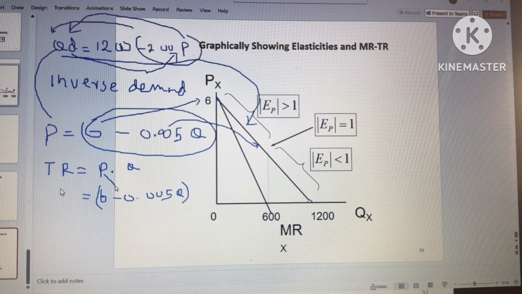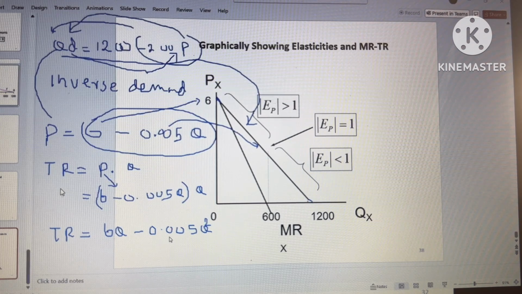Okay, this is the P. And to get the TR, you need to multiply this P by Q again. Okay, this is TR. What is the TR equation now? If you multiply everything by Q, 6Q minus 0.005 Q to the power 2.